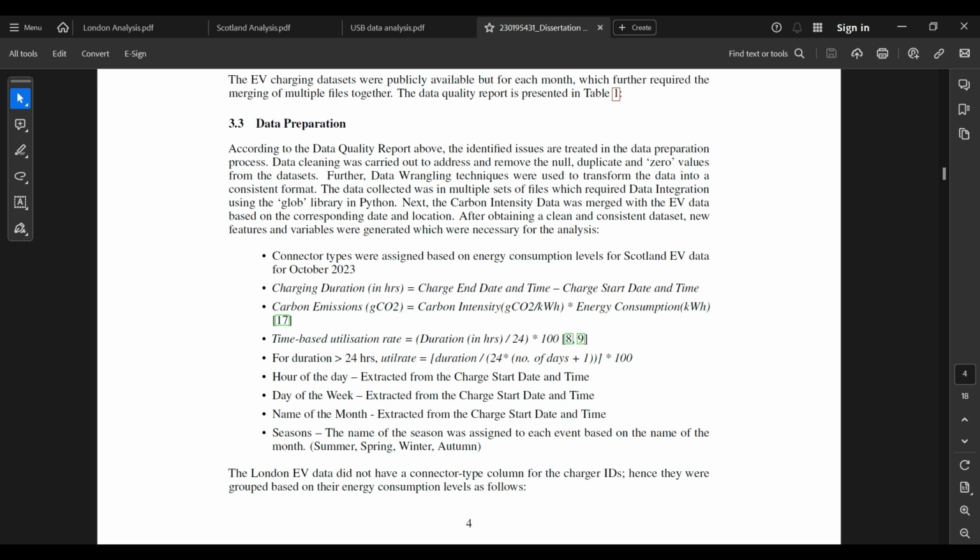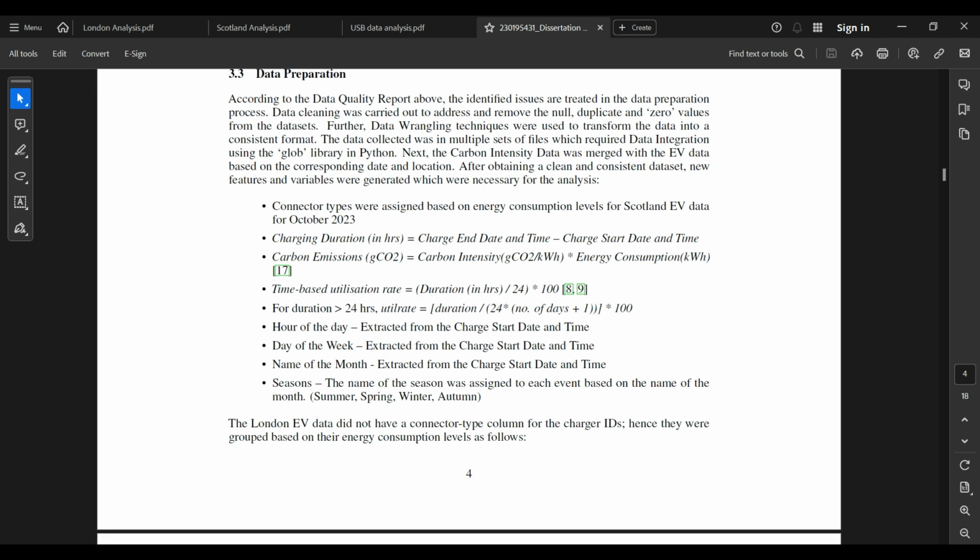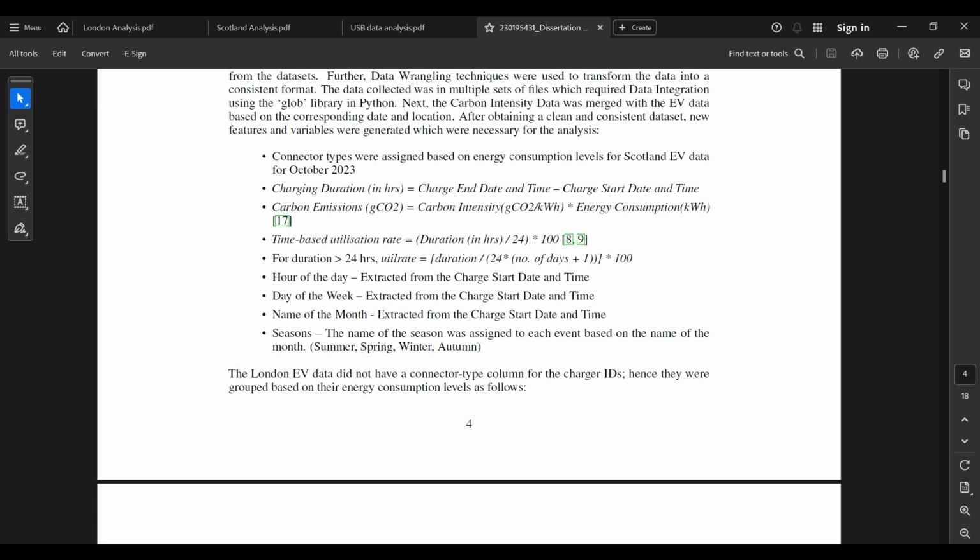Next, I have prepared the data by calculating some new variables and features. I've calculated the charging duration based on the end time and start time of the charging. Next, I have calculated the carbon emissions, which is the carbon intensity multiplied by the energy consumption at that time. And next, I have calculated the time-based utilization rate, which is the duration of the charging divided by the total 24 hours and the number of days, multiplied by 100.